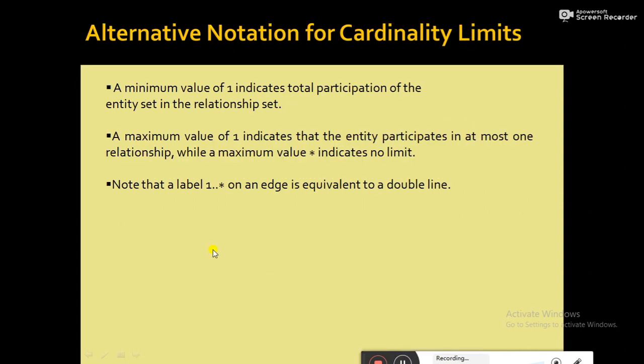And another important point here is that a minimum value of 1 indicates total participation of an entity in the relationship set. That means if the minimum value is 1, that entity set's participation in the relationship set is total. Let's just take an example.